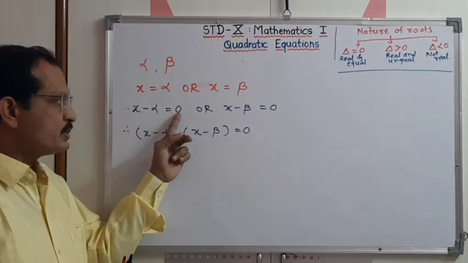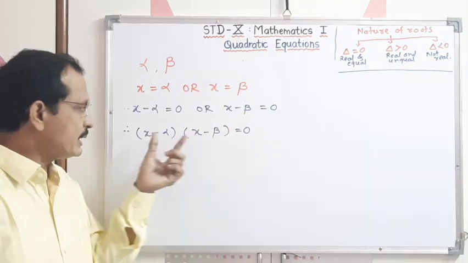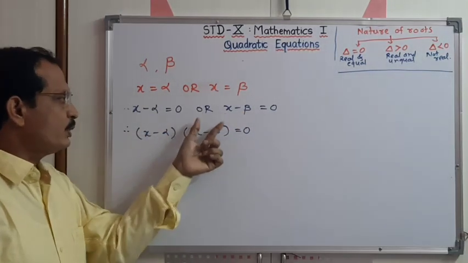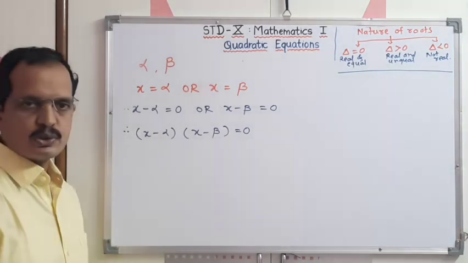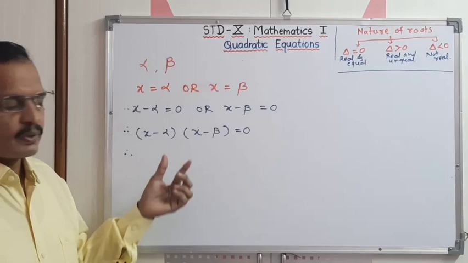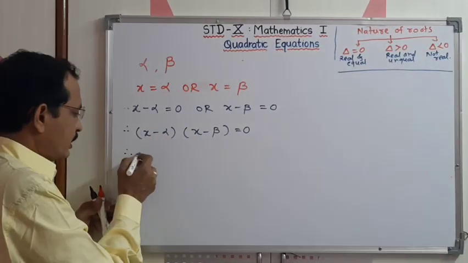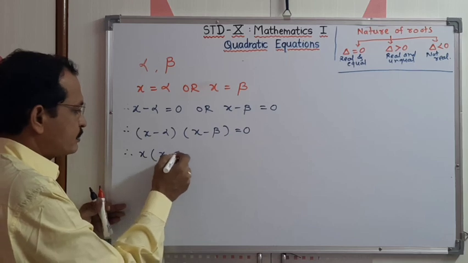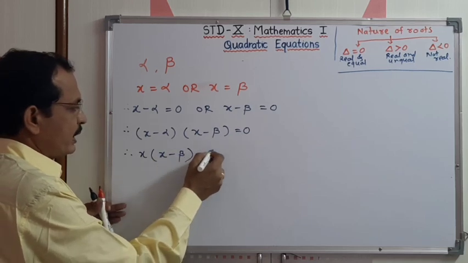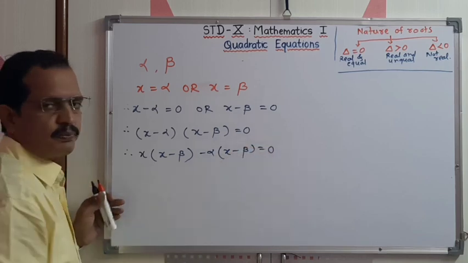x minus alpha is equal to 0 or x minus beta is equal to 0. From that we can write (x minus alpha) into (x minus beta) is equal to 0. Now if we solve this, we make the multiplication, then we get x into (x minus beta) minus alpha into (x minus beta) is equal to 0.